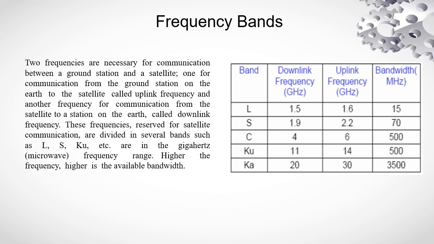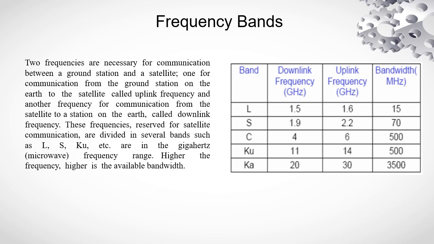Towards the right side, I have made a table with columns for the band, downlink frequency, uplink frequency, and the bandwidth in which the data is transmitted.